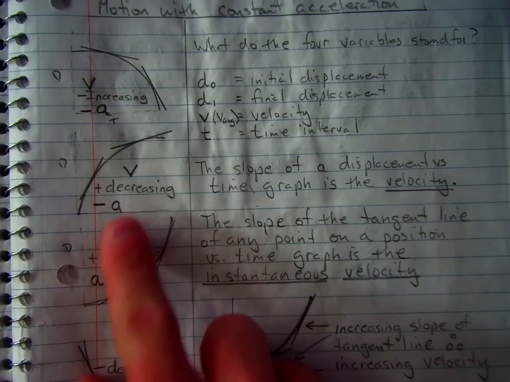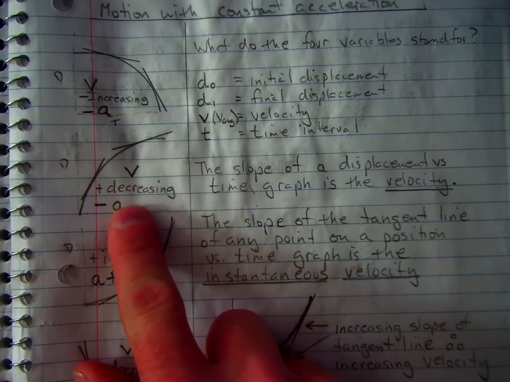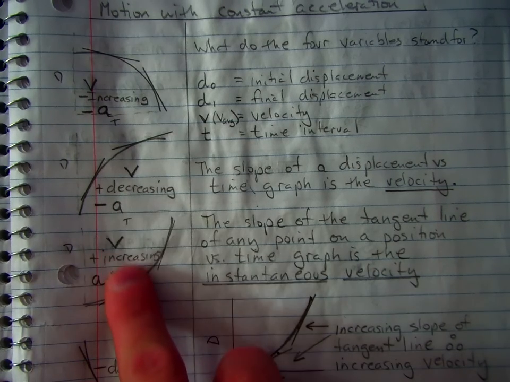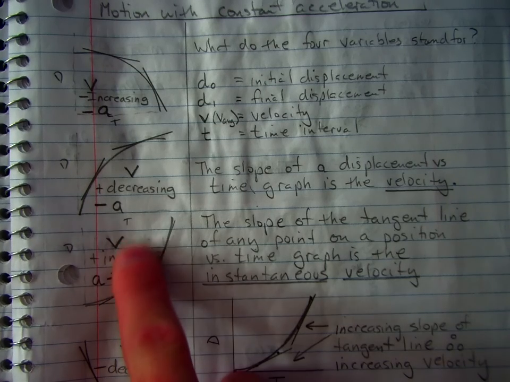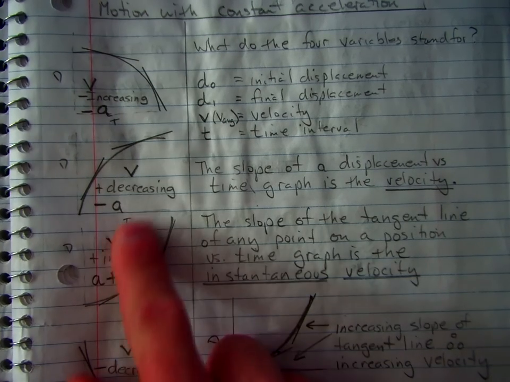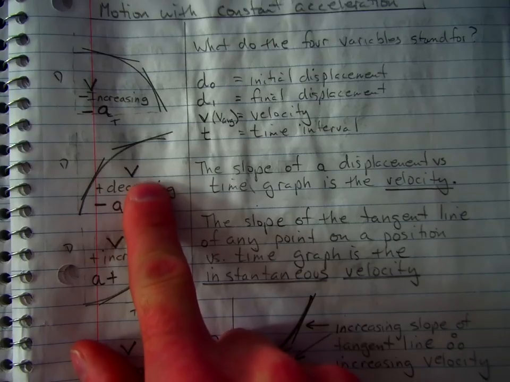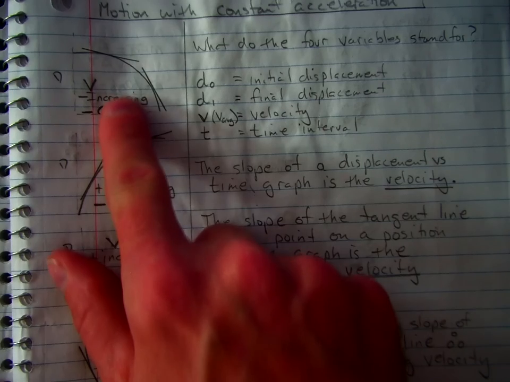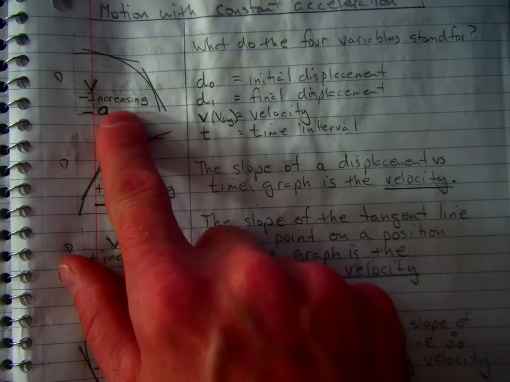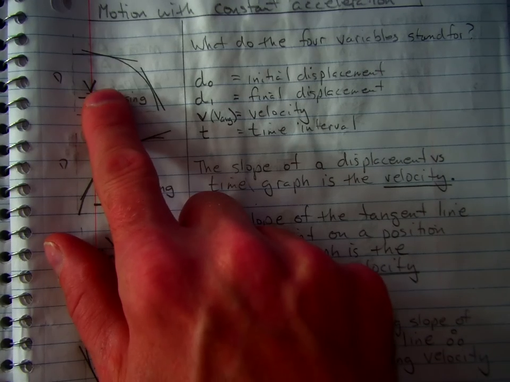So here is positive velocity with negative acceleration. Here is positive velocity with positive acceleration. These match, so velocity increases. These do not match, so velocity decreases. You can do the same thing with negative velocity. Here is negative velocity and negative acceleration. So the magnitude of velocity increases.